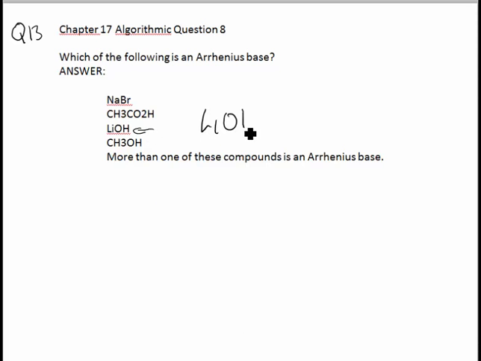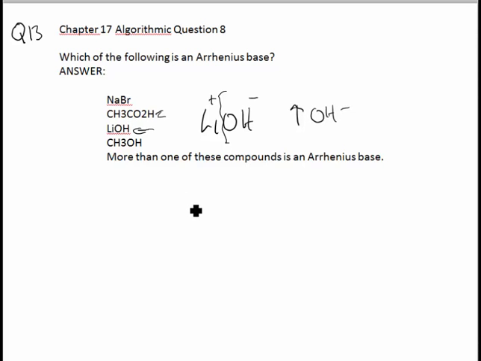I put lithium hydroxide, right? That's a plus, that's a minus. It's a salt. That goes into water. Immediately, OH minus concentration goes up. The rest of these, that's an acid, that's nothing, sodium bromide.